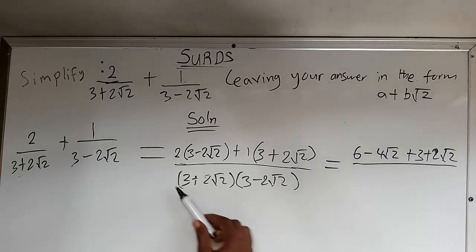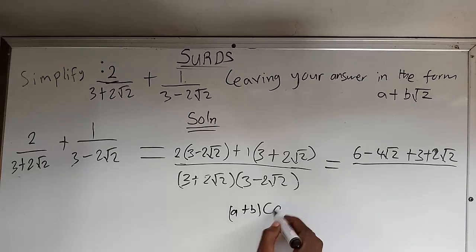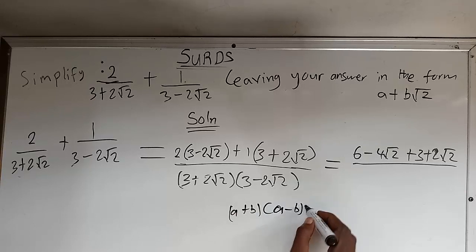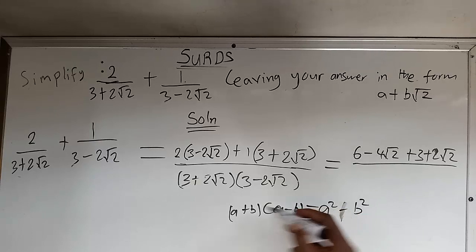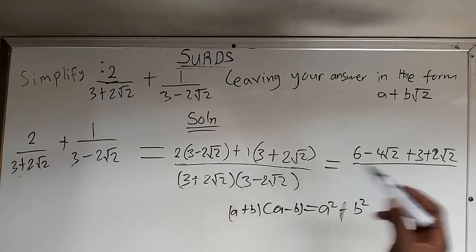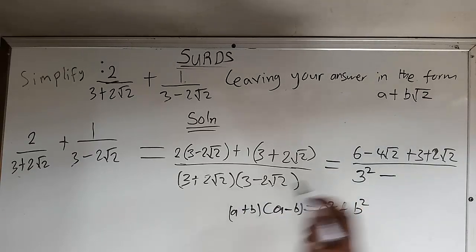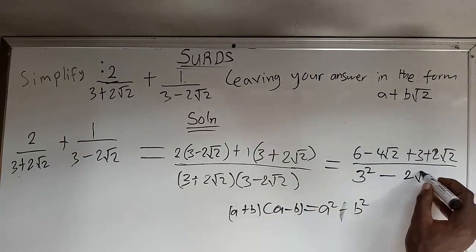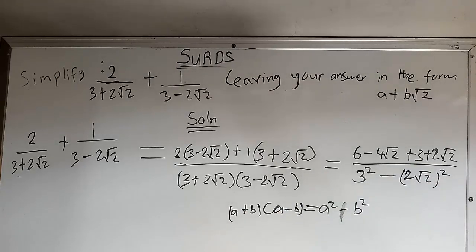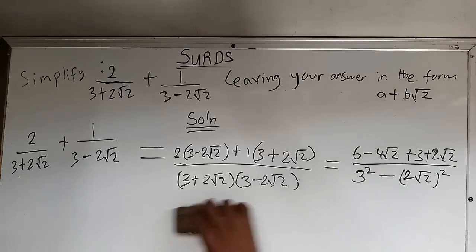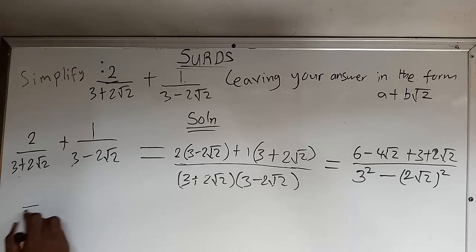all over. Now this is difference of two squares, so if you have a plus b, a minus b is equal to a squared minus b squared. So a now is 3, so we get 3 squared minus b, which is 2 root 2, 2 root 2 all squared. So we can simplify this further.